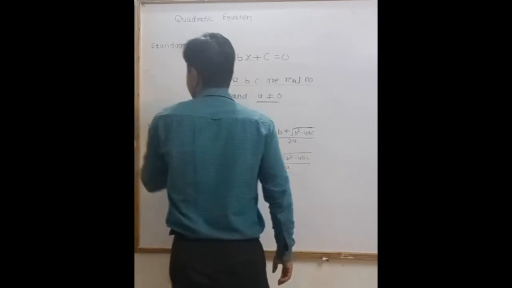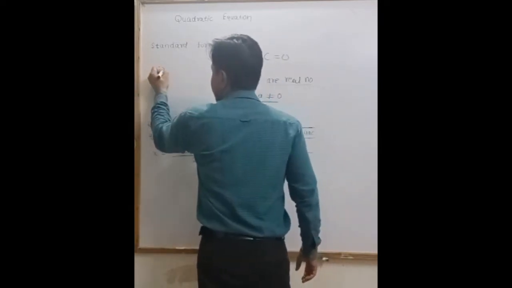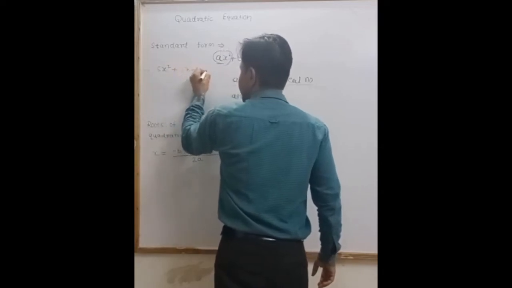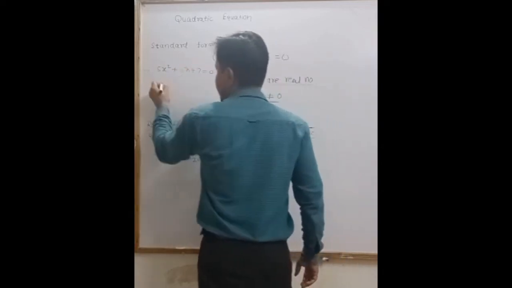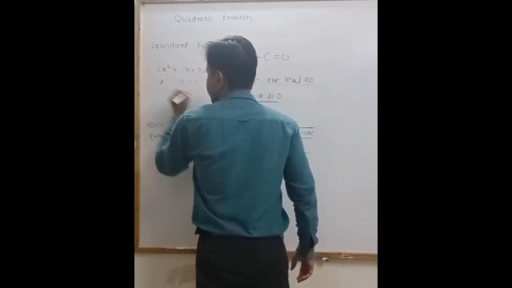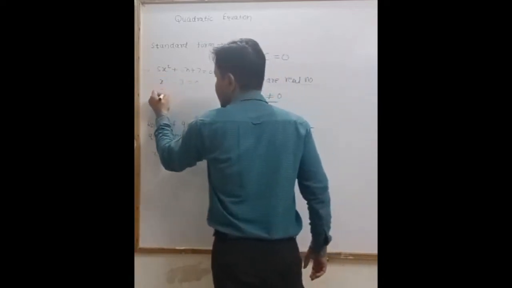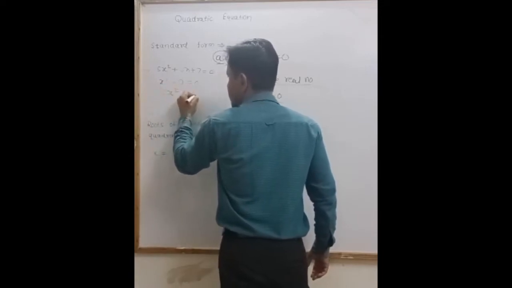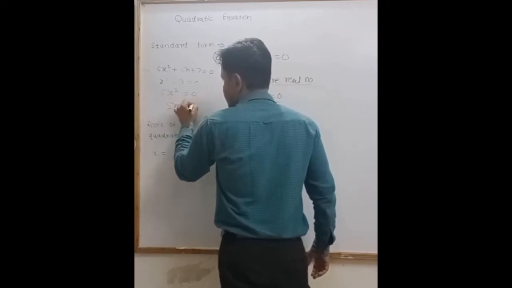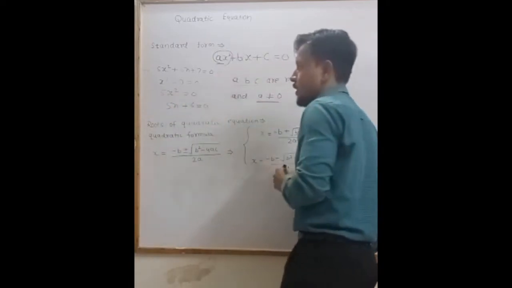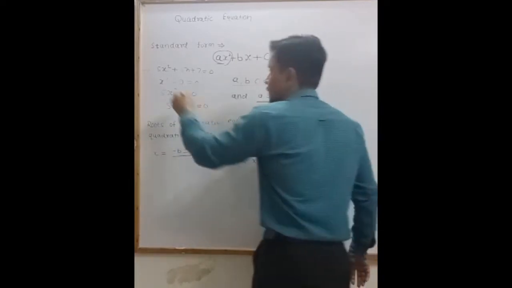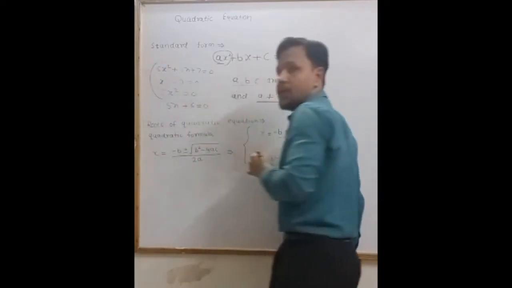Here are some examples. 5x square plus 6x plus 7 equal to 0, and x square minus 9 equal to 0. Another example we can take is 5x square equal to 0, and the last one 5x plus 6 equal to 0. Here are the four examples. From these four, the first three are quadratic equations.